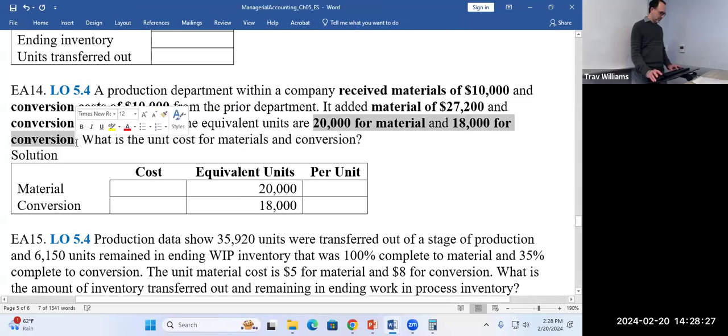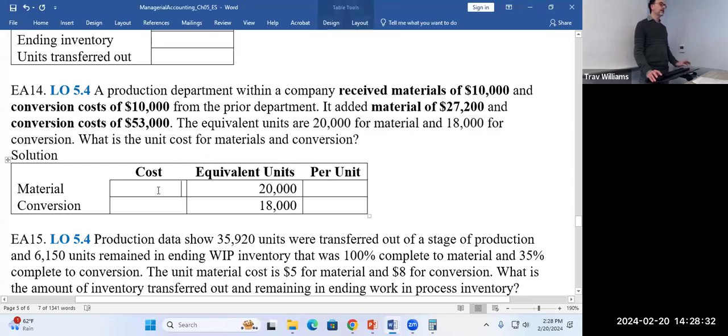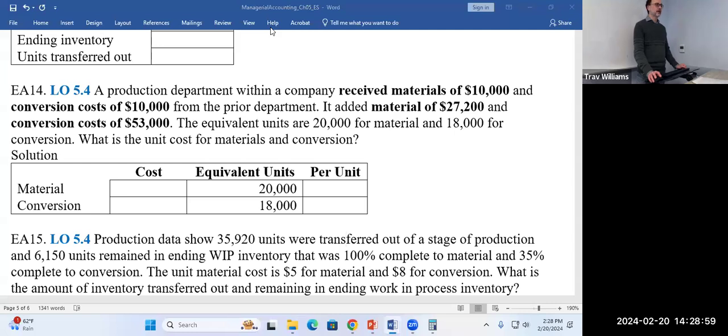So really what you're going to need to do here is figure out what is the total material cost, including both what got transferred in and what the department added on its own. We'll do the same thing with conversion costs. And then you'll calculate the per unit material and conversion costs. Okay? In other words, fill in this column and then fill in that column. Any questions? Okay, go ahead.